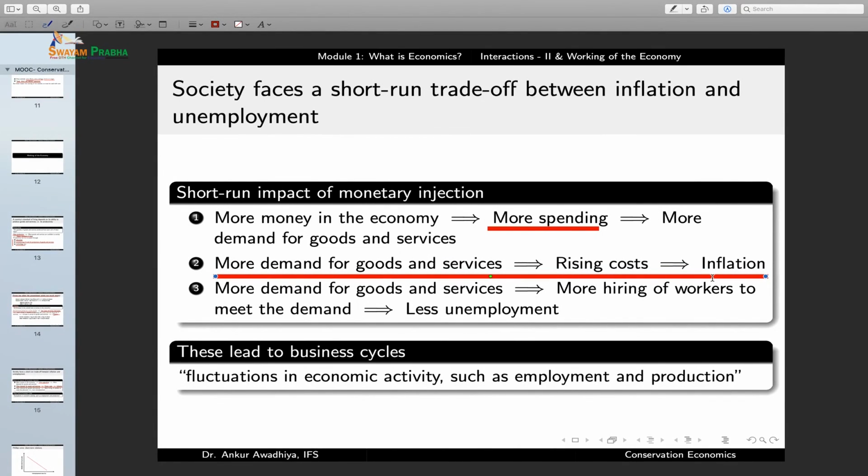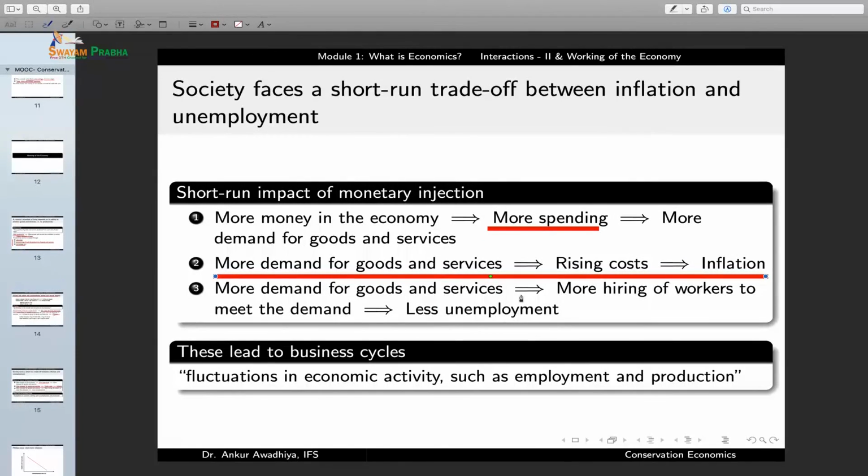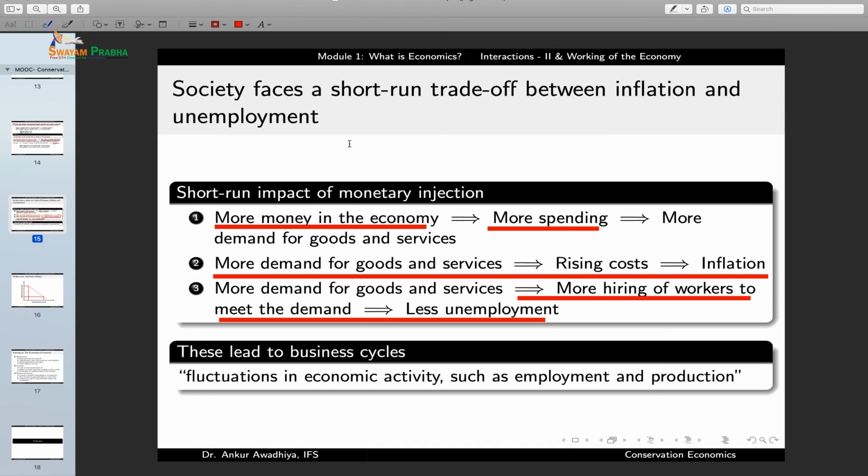But then, more demand for goods and services would also mean that now the milkman would want to have more and more of the produce. So the milkman would now try to have more cows. He would try to hire more people. He would try to hire more goods in terms of capital goods. And so the more demand for goods and services would also lead to more hiring of workers to meet the demand. Now, if you have more hiring, it means less unemployment. So more money in the economy led to more spending. More spending led to inflation, but it also led to less unemployment. So more inflation means that more people have jobs.